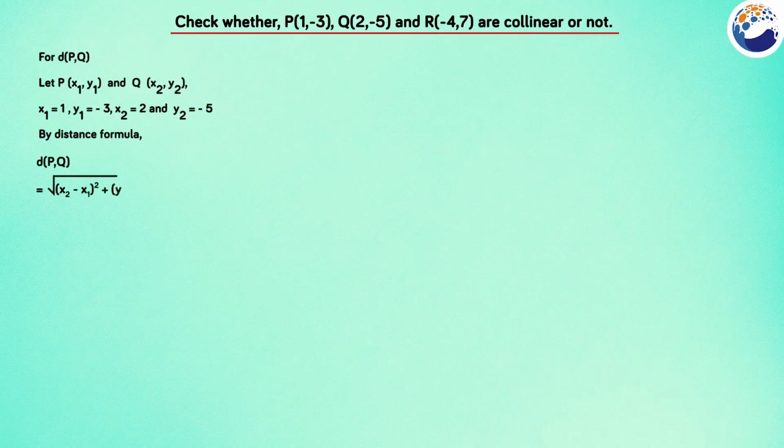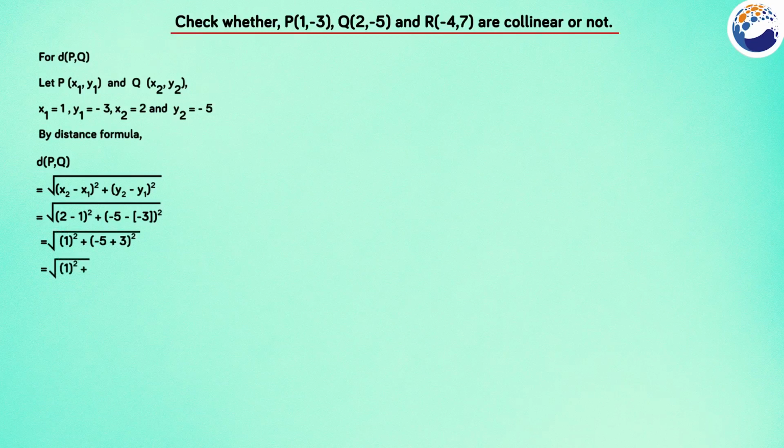Distance between points PQ is equal to square root of (x2 minus x1) the whole square plus (y2 minus y1) the whole square, is equal to root of (2 minus 1) the whole square plus (minus 5 minus minus 3) the whole square. That is equal to square root of 1 square plus (minus 5 plus 3) the whole square, which is root of 1 square plus (minus 2) square, is equal to root of 1 plus 4, we get root 5.